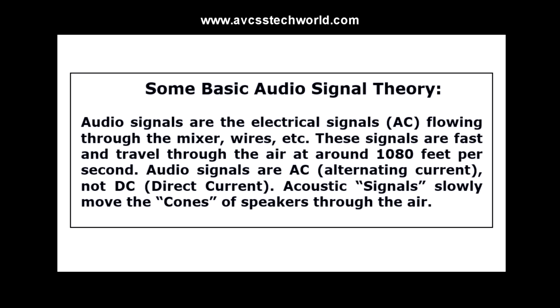Audio signals are the electrical signals, AC, flowing through the mixer and wires. These signals are fast and travel through the air at around 1,080 feet per second. Audio signals are AC, alternating current, not DC, direct current. Acoustic signals slowly move the cones of speakers through the air.